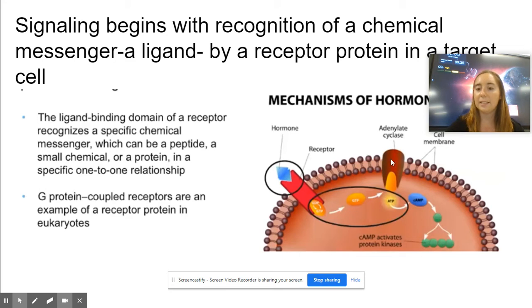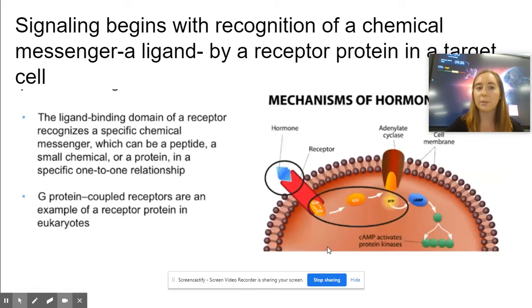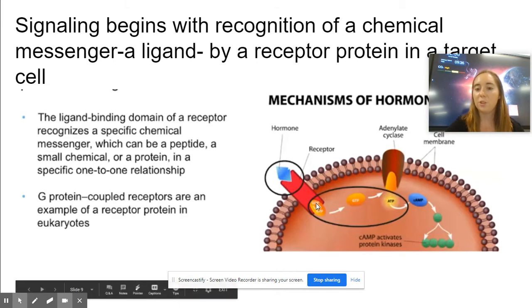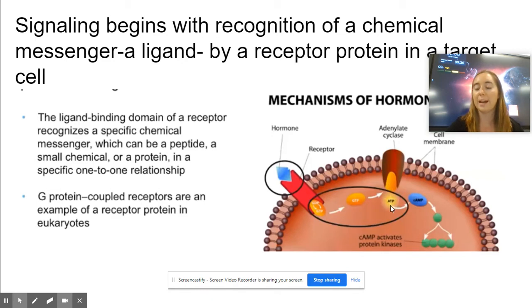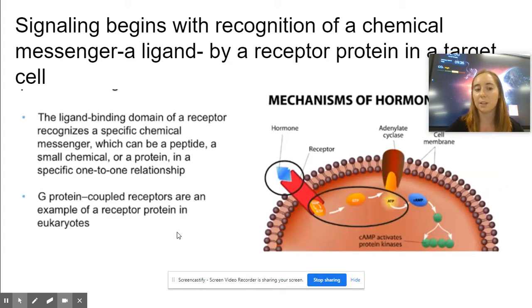here to this cyclase, and this cyclase is going to then make it so that the ATP is able to activate the cAMP, which is going to actually activate the protein kinases. It is a couple of steps: the receptor binds, then GDP goes to GTP, GTP then binds to our cyclase, which then activates ATP, which activates our cAMP, which activates our protein kinases. That then is going to send the signal to other parts of that cell. We call these things G proteins, and they're coupled receptors, and that's an example of a regulatory protein in eukaryotes.